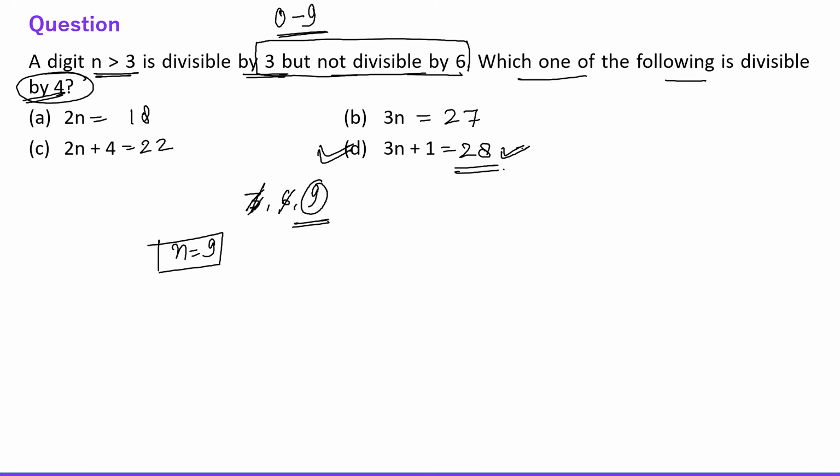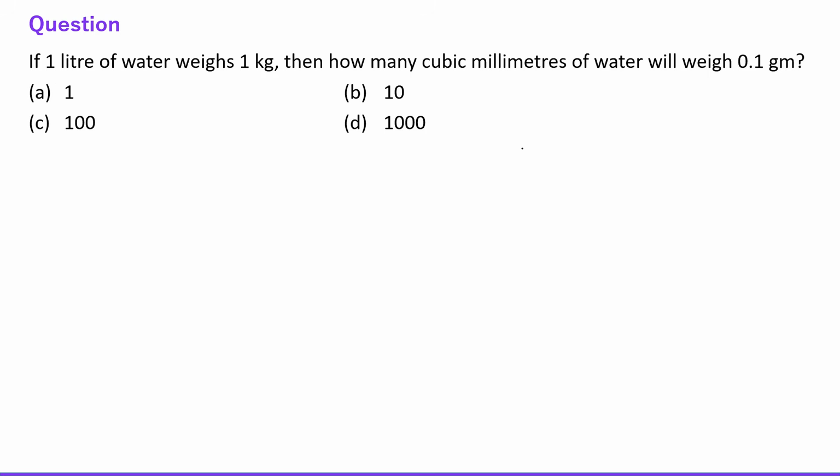Now let's talk about the next question. Next question is, if 1 liter of water weighs 1 kg, then how many cubic milliliters of water will weigh 0.1 gram? We all know 1 liter is equal to 10 raised to the power 6 cubic milliliter. And if you don't know this relation, then you won't be able to solve this question.